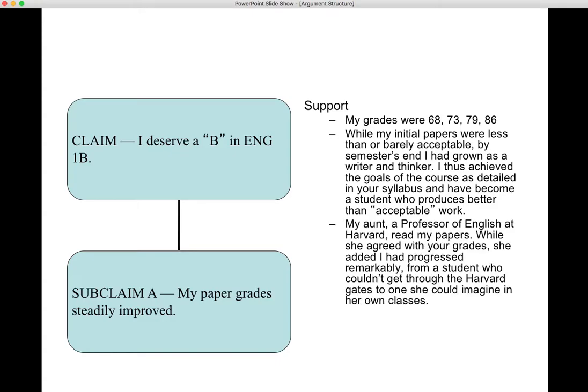My aunt, a professor of English at Harvard, read my papers. While she agreed with your grades, she added I had progressed remarkably from a student who couldn't get through the Harvard gates to one she could imagine in her own classes. So here I give another piece of evidence and I explain why that matters. In this case, I'm also appealing to ethos. This is an appeal to authority. This is a teacher at Harvard. I'm also buttering up the professor, of course, by saying this Harvard professor agrees with you.